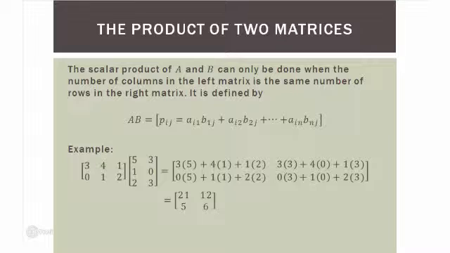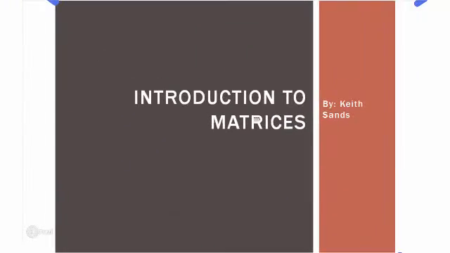And then the resulting matrix will have the number of rows in the first matrix, and it'll have the number of columns in the second matrix. That's why it's a 2 by 2 matrix at the end.